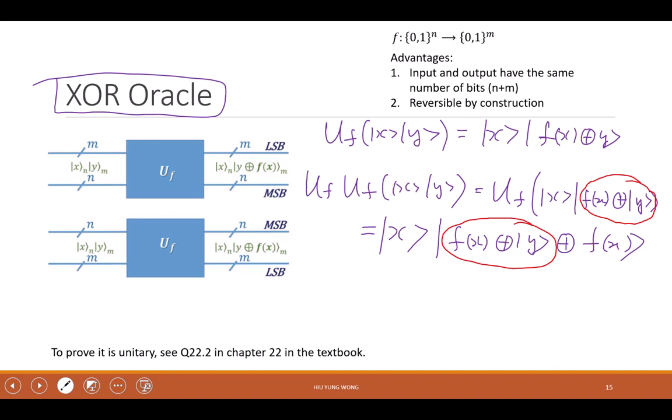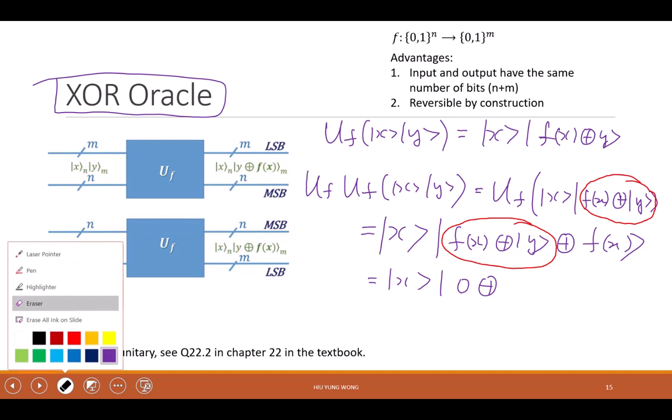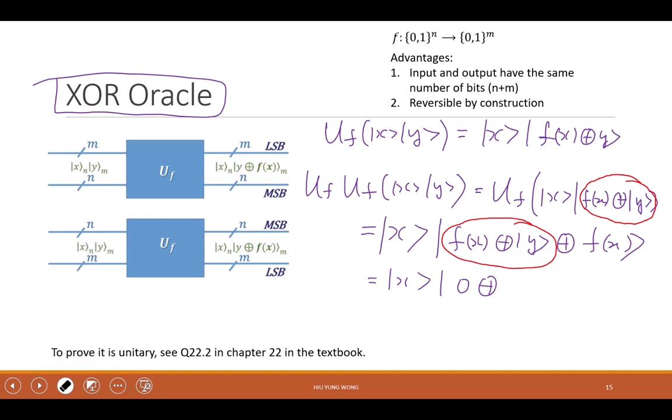But what is exclusive or? If you exclusive or the thing with itself, zero exclusive or zero is what? Zero. One exclusive or one is what? Zero. If you do exclusive or two times with the same thing, you get zero, right? So this is just equal to x, zero exclusive or y. I think the label confused you, I'm sorry. The y should not have this one here, because the whole thing is a number.